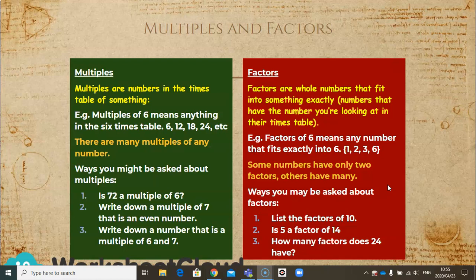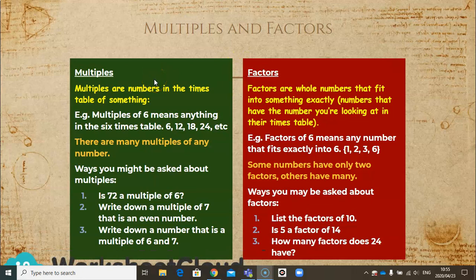So that's multiples. Multiples are made up of a particular number. So multiples of 6 are numbers that are made up with 6.